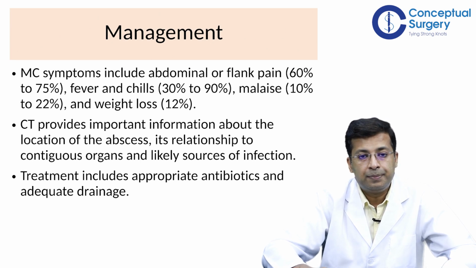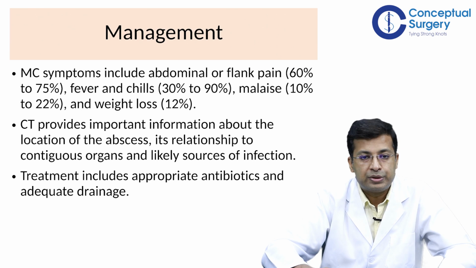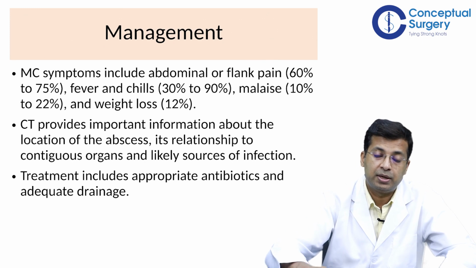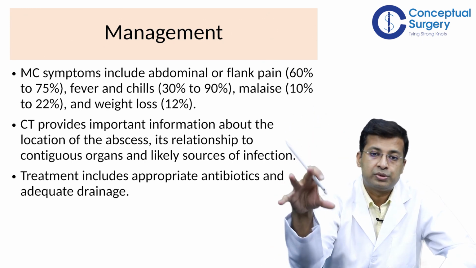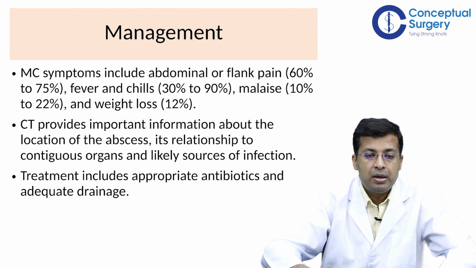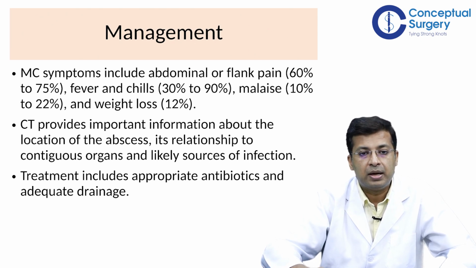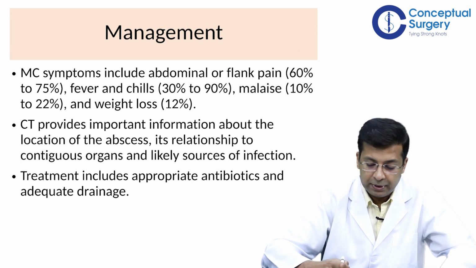A CT scan will help you to make a diagnosis of a retroperitoneal abscess, will give you the location of the abscess, which will tell you the relationship with the organs surrounding it, and also the likely source of infection in case you are able to pick up a surrounding organ which is also appearing inflamed. The treatment is directed towards the primary cause and includes appropriate antibiotics and adequate drainage. So pus anywhere in the body, the treatment is drainage.